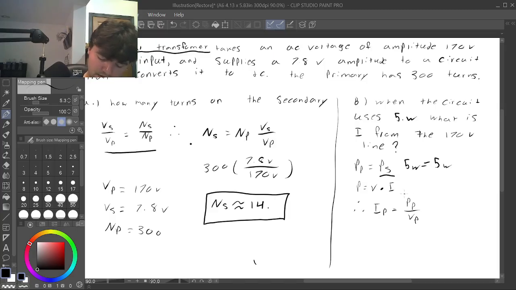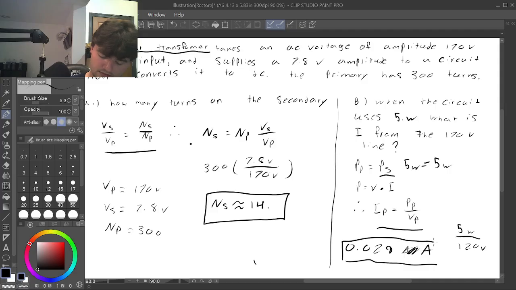So using this, we can configure the equation to find the primary amplitude from the primary voltage, which would be 5 watts over 120 volts, which is, I have my math on the side here, 0.029 amps.